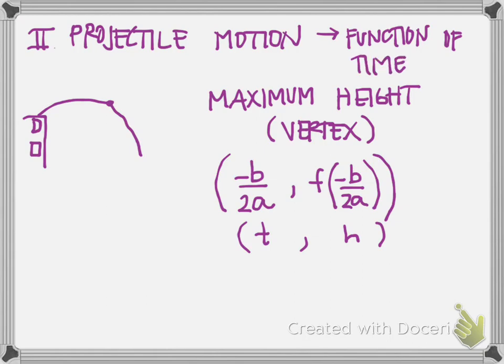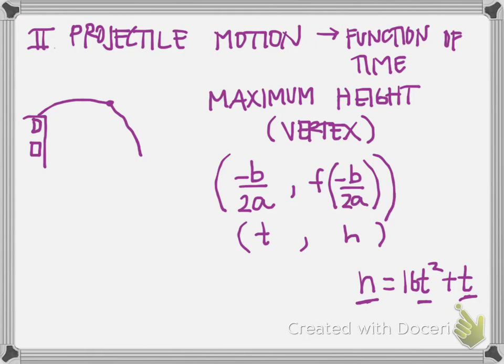Okay, so projectile motion usually looks like something like this. I don't know, something like this. Okay, this would be sometimes what a projectile motion looks like. So here's your height at a certain time. Okay, so anytime you want to find the maximum height, you're going to be looking for the vertex.